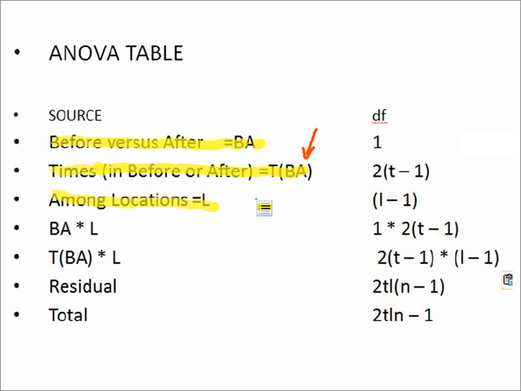The critical one, and the one that we really need to focus on for impacts, is this one here. Before after times location, or before after by location. That's an interactive effect. And what it's testing for is, do the locations show the same behaviour from before to after at all locations? If there's no significant effect there, then essentially all three locations or all three sites are showing exactly the same behaviour from before to after, and there's no evidence of an impact.